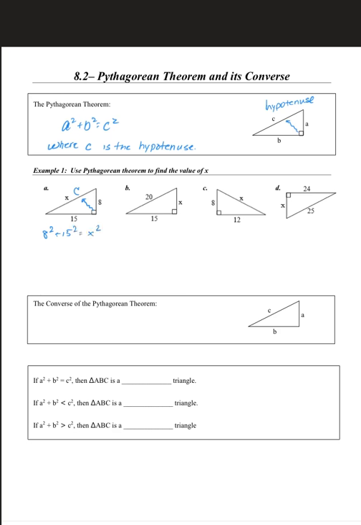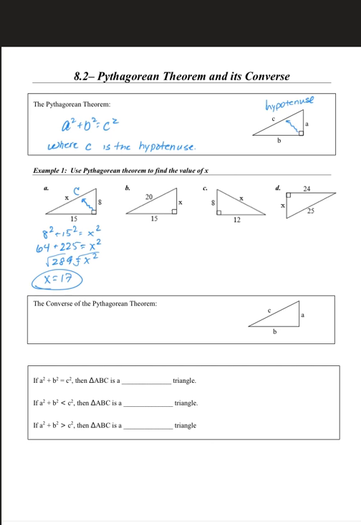So I would have 8 squared plus 15 squared equals x squared. 8 times 8 is 64. 15 times 15 is 225, and that's supposed to give me x squared. When I add those two numbers together, we get 289. And then the final step is to take the square root of both of those. So you end up with x equals 17.